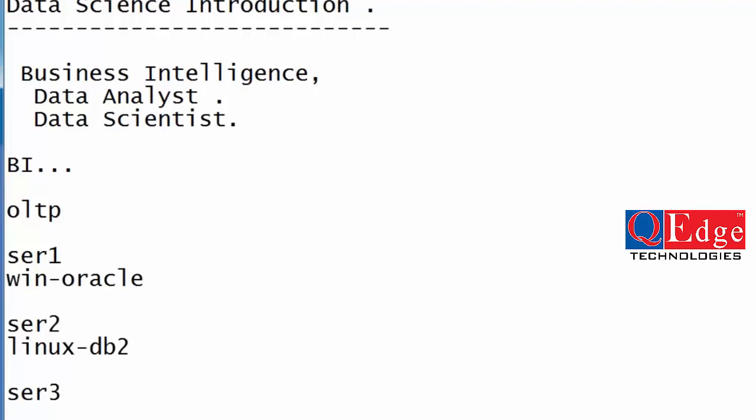But the problem with these OLTP systems is they cannot maintain the entire history data. Generally, organizations maintain one year or two years of data in these. But where will the entire history be available? The entire history will be available in warehouse systems, which you can simply call a data warehouse.